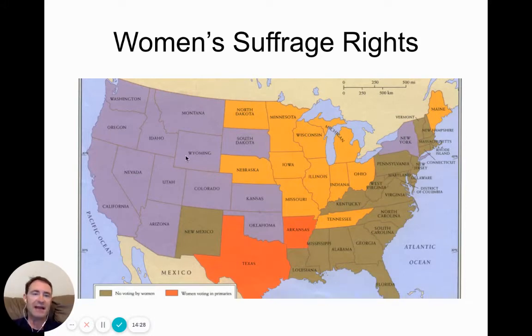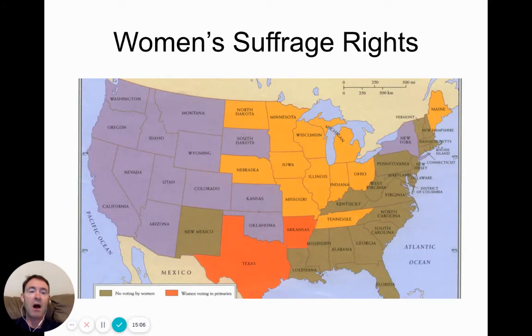Now, these states gave full suffrage to women, and I want you to think about what we might mean by that. They are the ones we see in the purple. So what is full suffrage for women? Women have the right to vote in general elections for the presidency. They can elect their congressmen, their state or territorial officials, and their local representatives, for example mayors and county officials. In other words, women are given pretty much these rights.